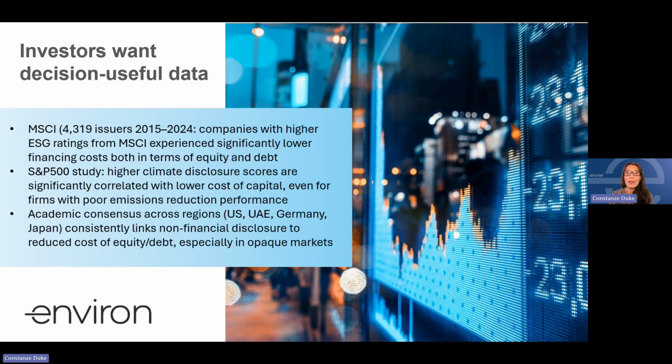lower cost of capital. And this is true even where actual emissions reduction performance is poor. So that indicates that disclosure alone drives that lower cost of capital and not necessarily performance against targets. There are also numerous other studies across different countries that consistently show a link between disclosure and lower cost of capital.